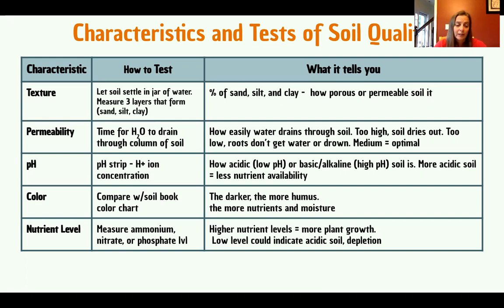We can also just look at color and compare that. Darker soils have more humus, which means they have more nutrients and more moisture. And then nutrient levels, we can measure ammonium, nitrate, and phosphate levels. And more nutrient levels are going to lead to more plant growth. A low level can indicate that we have either a depleted soil or an acidic soil.